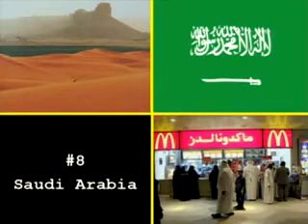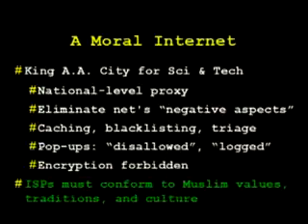Number 8, Saudi Arabia. So just across the Persian Gulf. In Saudi Arabia, the goal is to have a moral internet. And this is really interesting. They have something called the King Abdulaziz City for Science and Technology. And it's a national level proxy. And although they've got a bunch of ISPs in the country, everything runs through here.